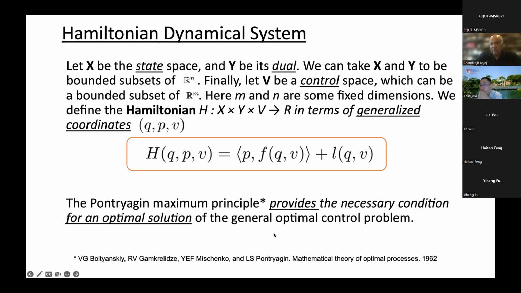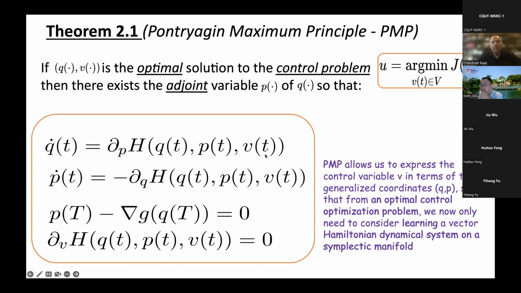So the Pontryagin maximum principle provides a necessary condition for the optimal solution of this Hamiltonian. So the control is now built into the energy function that you're trying to optimize. And so this is the famous principle in optimal control theory called the Pontryagin principle, in short PMP, which is the theorem that if (Q,V) is the optimal solution to the control problem, which is minimizing this cost functional, then there exists an adjoint variable P, a function of Q, Q being your original state.